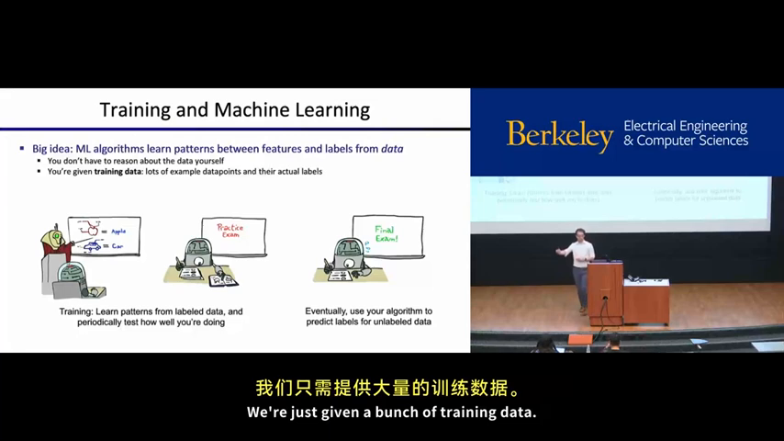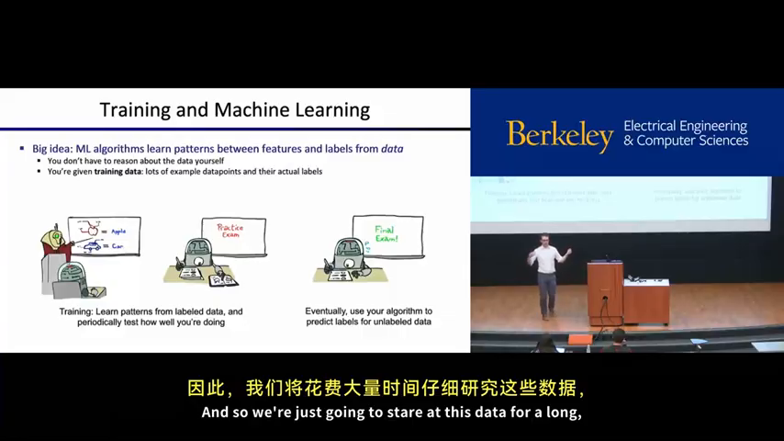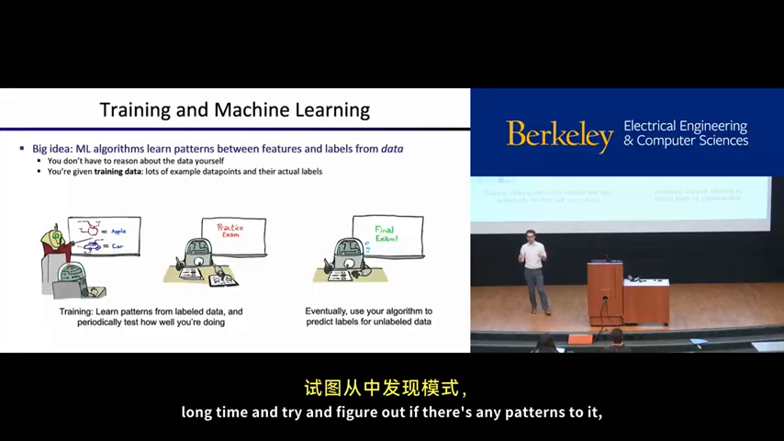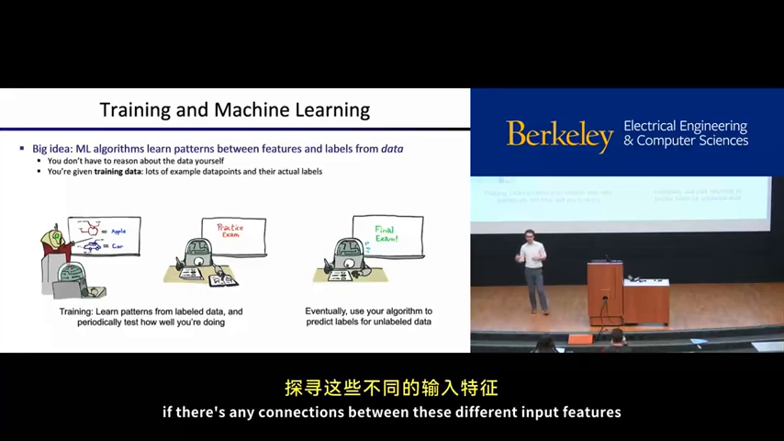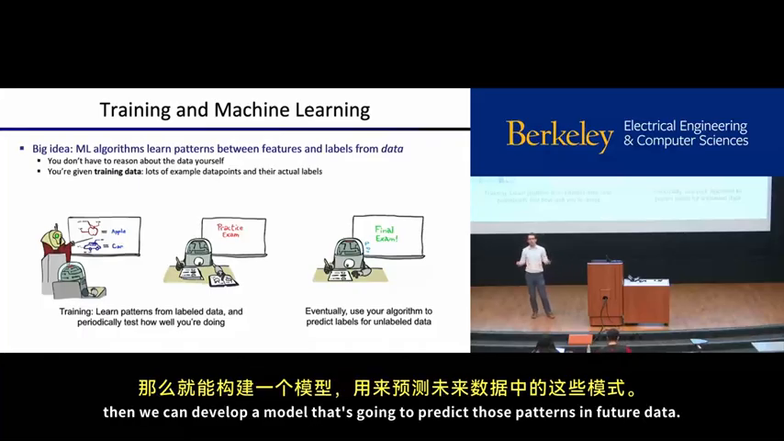We're just given a bunch of training data, and this training data is going to look like examples of emails and their labels. And so we're just going to stare at this data for a long, long time and try and figure out if there's any patterns to it, if there's any connections between these different input features and these different output labels. And if we can find those patterns by staring at the data for long enough, then we can develop a model that's going to predict those patterns in future data.